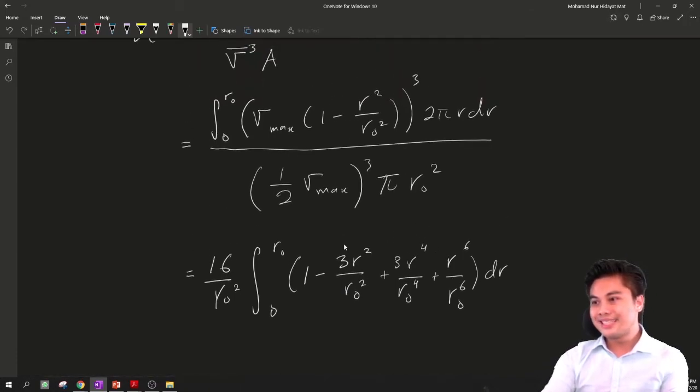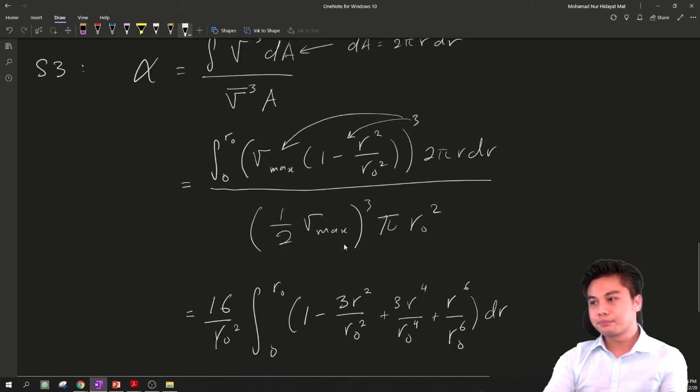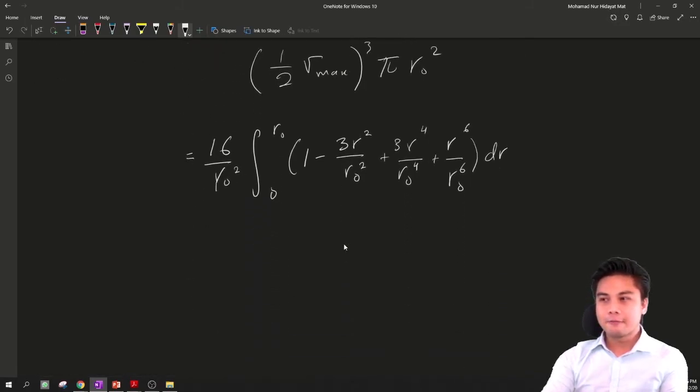This one is basically the expansion of this term. We expand this term, and then we expand this bracket. This V max to the power of 3 and this V max to the power of 3 are the same term, so we cancel them out. That's why there is no V max. After that, we can directly integrate. So we integrate them.